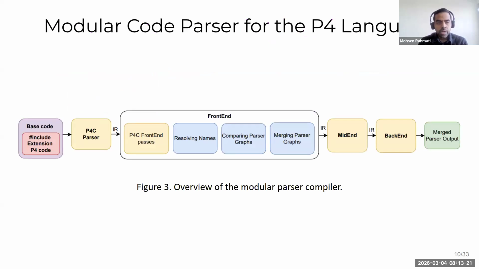Okay, going to the first part of this work, which we presented in the P4 workshop as a modular code parser. And we consider modularity in the parser part of the pipeline. So at first, as you can see in the base code, we include the extension P4 code. And in the front end, we add three passes for resolving names of the parser, comparing parser graphs, and merging parser graphs. And at the end, we can have a merged parser output.